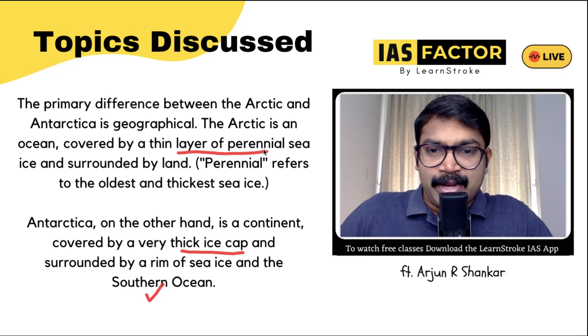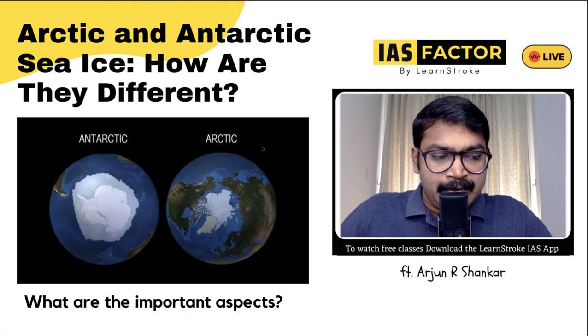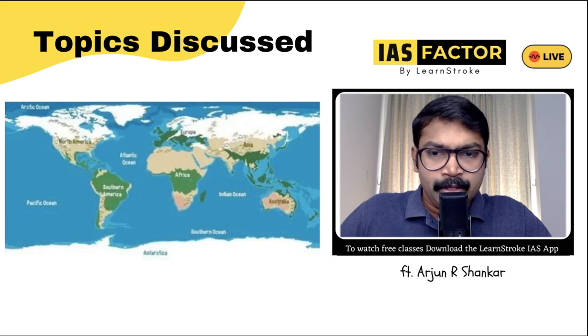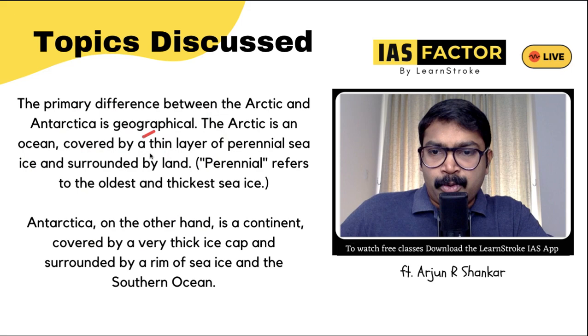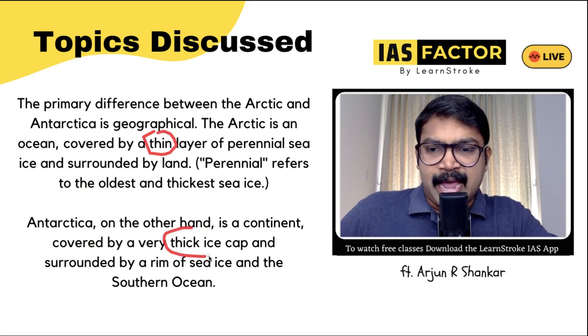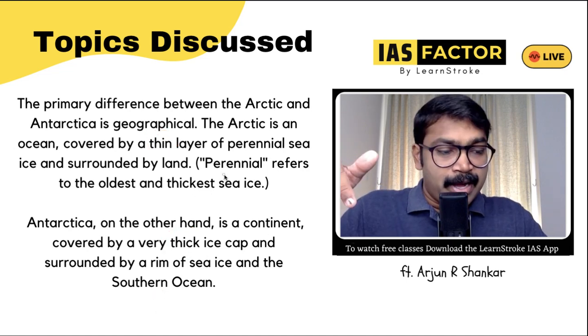It's actually very clear from the picture itself. You can see Antarctica has the thicker ice cap, and Arctic has the thinner layer of perennial ice. The picture shows this very clearly. Antarctica has got the Southern Ocean, and the Arctic has perennial ice.